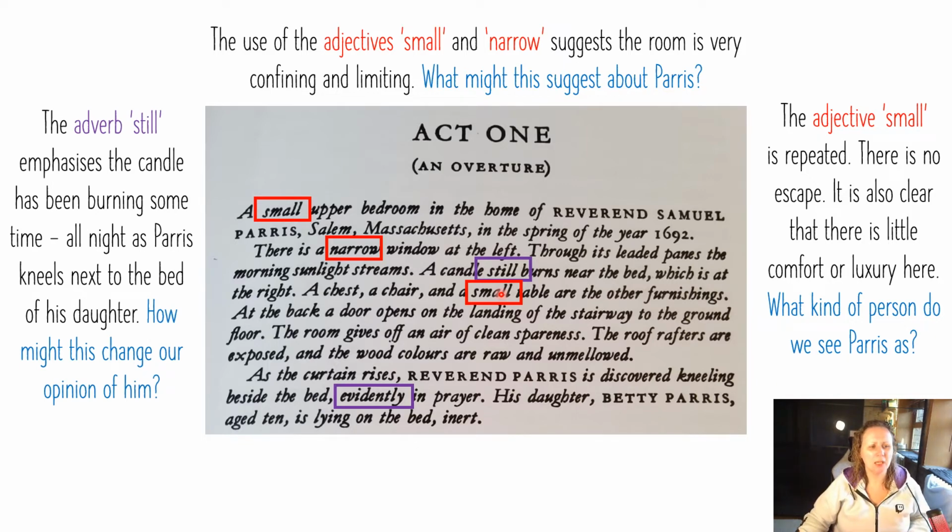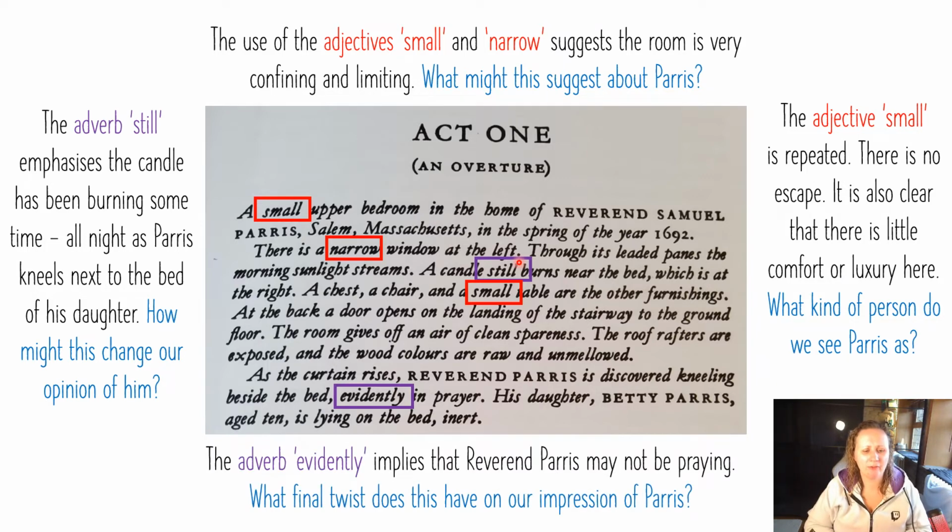Okay. The next question. We have an adverb, still. The candle, therefore, still burns. It's been burning a long time. Reverend Paris has been kneeling next to the bed of his daughter, who's been lying on the bed, still, inert, motionless. Are we changing our opinion of him? Does this make us think of something different about him? Still burns. He's kneeling next to his daughter's bed. This candle is still there. Do we think something different about him with that? Pause the video if you need to answer that question now. I'm going to move on to the next one.